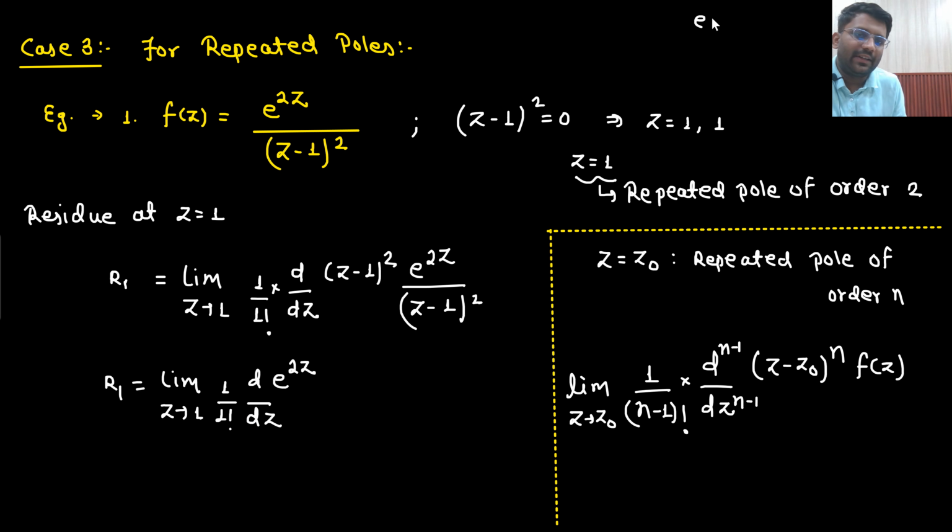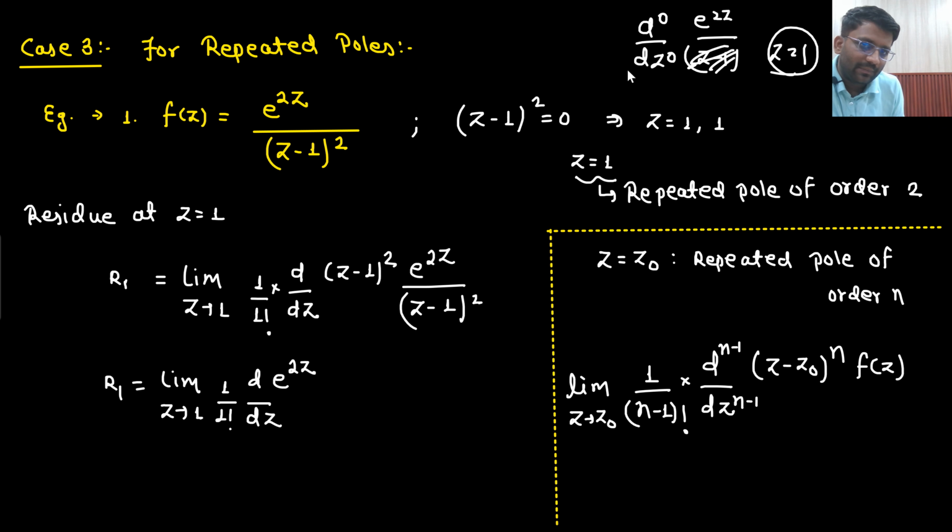Let's just say if it was e to the power 2z upon z minus 1, what would you have done? First you would have removed it. Now z equals to 1 was coming only once, so you will differentiate 0 times and then divide by 0 factorial and then limit z tending to 1. This is the process that you have done. Differentiated 0 times means no differentiation, that means it is irrelevant. What is 1 by 0 factorial? That is also 1, irrelevant. Limit z tending to 1 e to the power 2z.